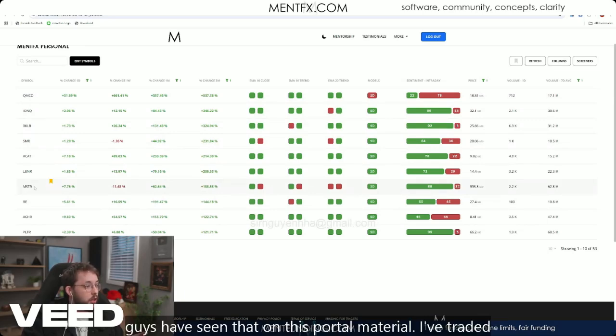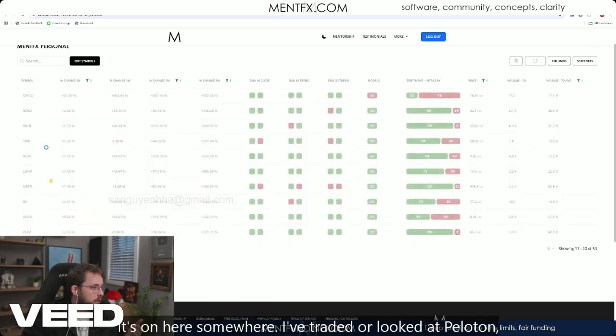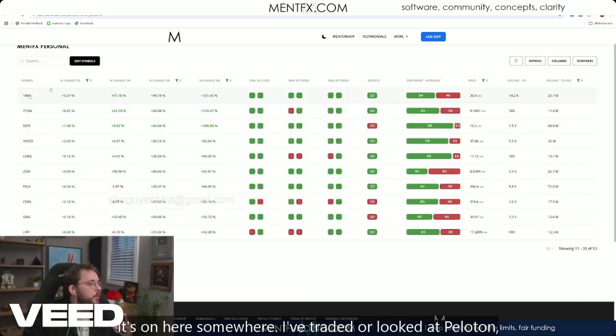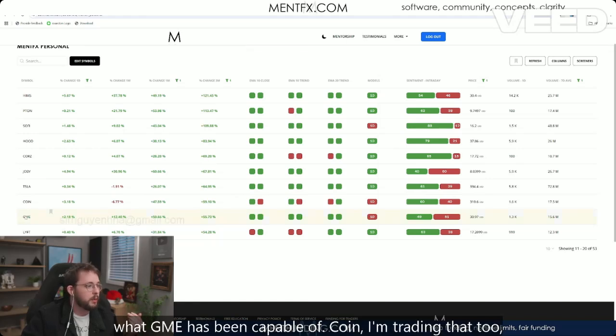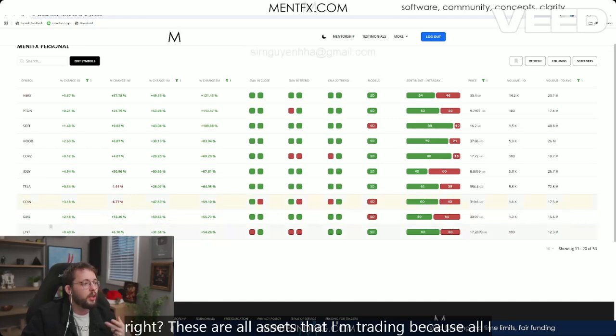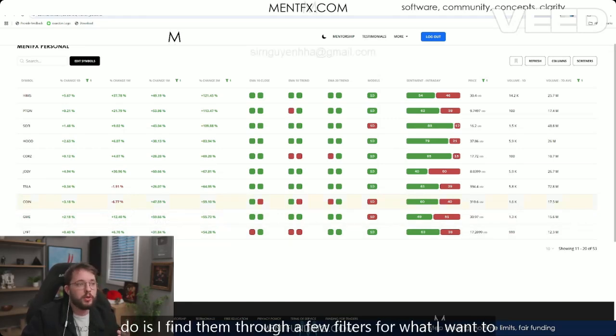I've traded MSTR. You've seen that in this portal material. I've traded Tesla. It's on here somewhere. I've traded or looked at Peloton, Tesla. I'm trading and looking at GME. You've seen what GME has been capable of. Coin, I'm trading that too. These are all assets that I'm trading because all I do is find them through a few filters for what I want to see.